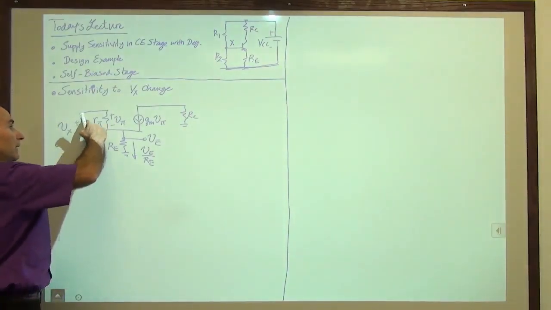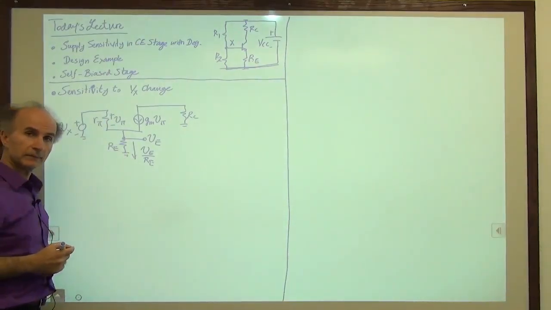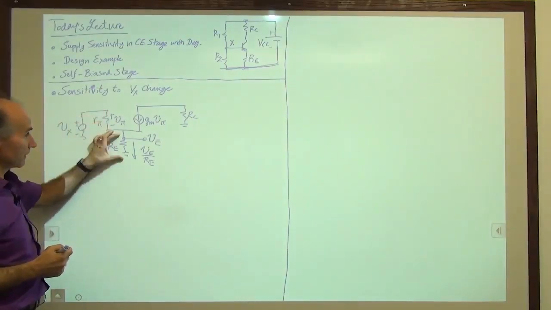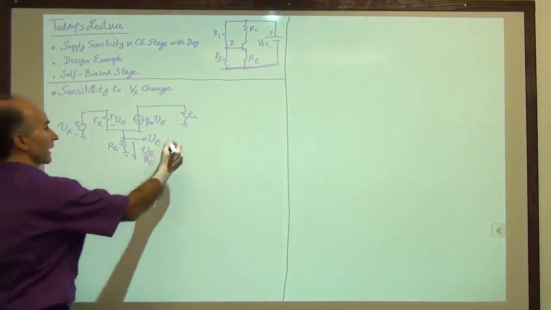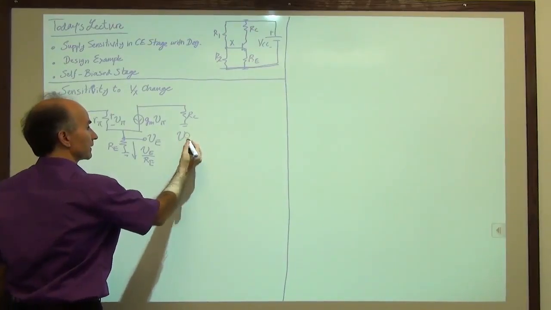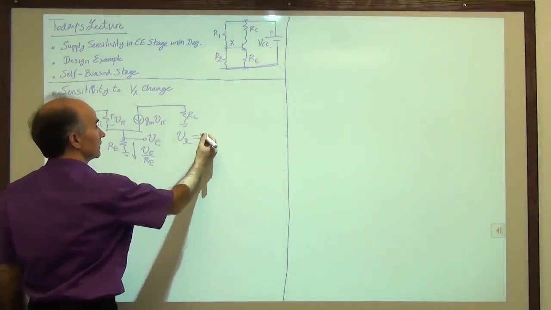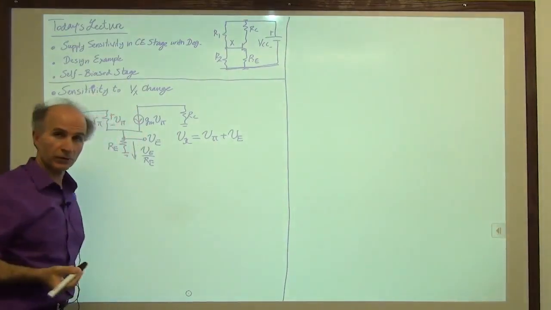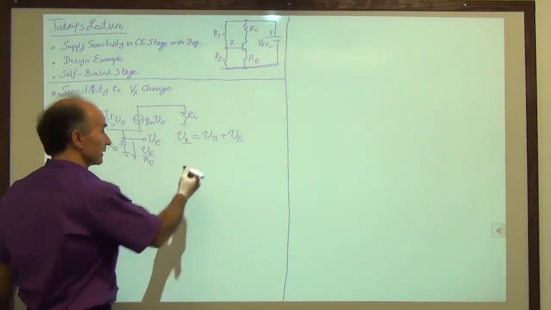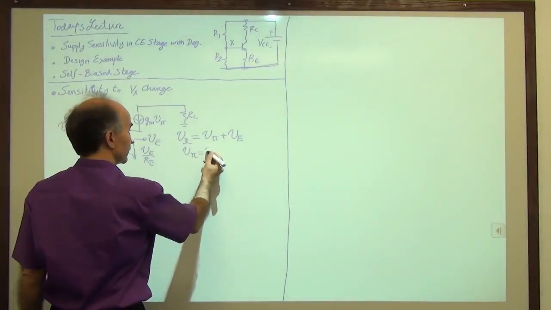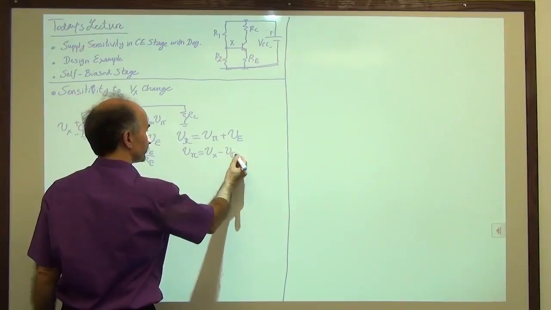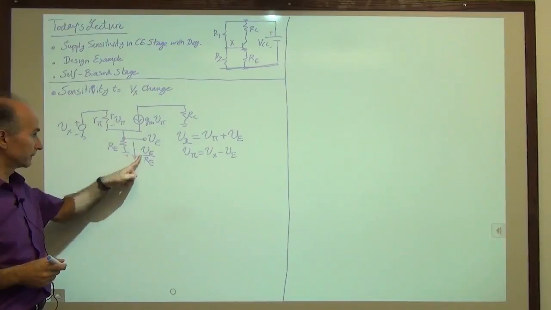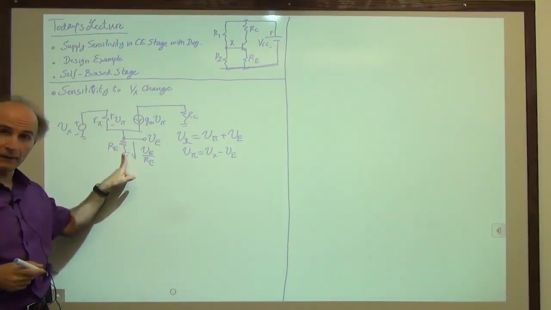Well, let's write a KVL around this loop. KVL says that this voltage is equal to this voltage plus this voltage. So we have Vx is equal to V pi plus VE, the emitter voltage, right? So we found V pi. V pi is equal to Vx minus VE. All right, so we wrote Ohm's law here. We wrote a KVL here.